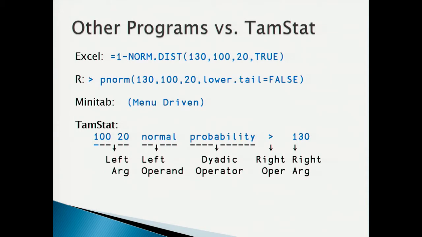We can write that as a dyadic operator. So we have probability as the dyadic operator. The operand is normal, which is the distribution. The left argument is the parameters of the normal distribution. And the right operand is a symbol which can be greater than, less than, greater than or equal to, less than or equal to, equals. And then the right argument is the value, the capacity of the theater, for example, the value we're interested in.